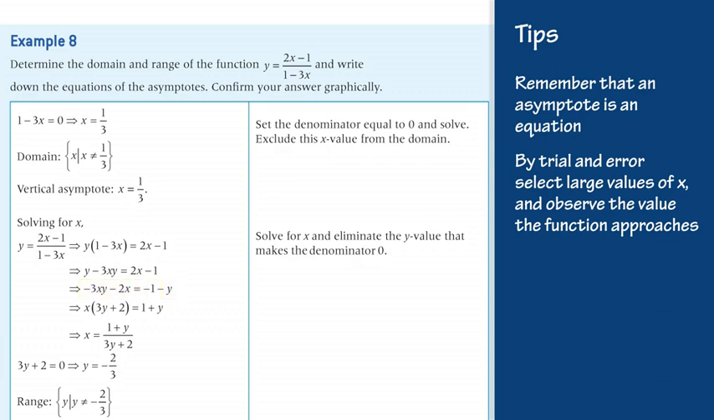Factor out x, giving x multiplied by 3y plus 2 equals 1 plus y. Then, finally solve for x by dividing both sides of the equation by 3y plus 2, giving x equals 1 plus y divided by 3y plus 2. Now, setting the denominator equal to 0 and solving for y, 3y plus 2 equals 0 implies y equals -2/3.